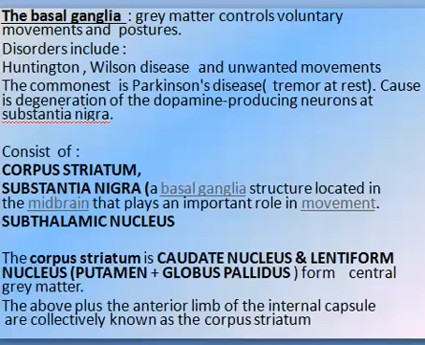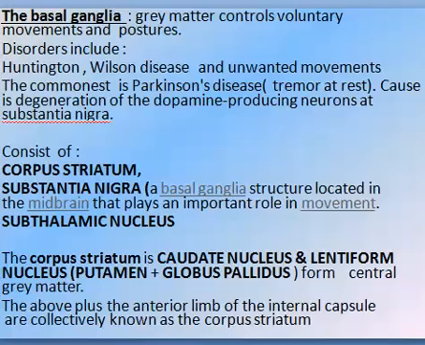What are the pathological processes that can occur due to pathology in these nuclei, in these basal ganglia? We have Huntington chorea, we have Parkinsonism, we have Wilson, and of course you know that Parkinsonism is the disease with tremor at rest. What are the basal ganglia? We know we have three groups: corpus striatum, substantia nigra, and subthalamic nucleus.